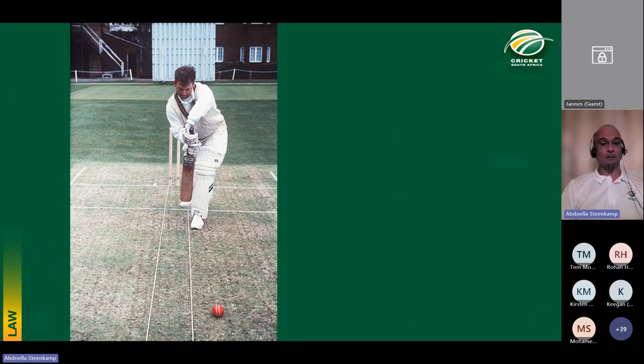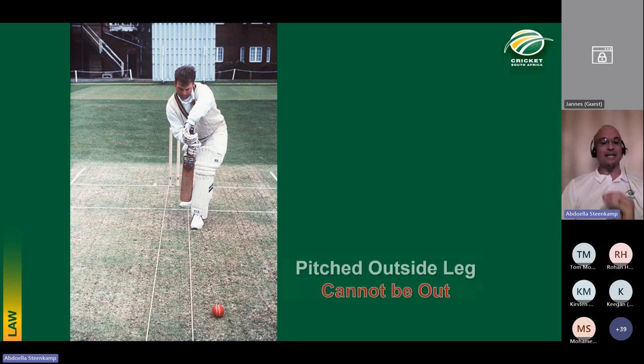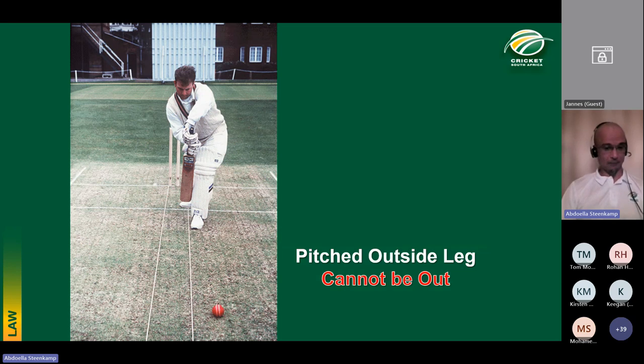Let's just look at a few pics. And in all these pics, let's assume it's not a no ball and the ball didn't touch the bat. In this pic, right-hand batter, where did the ball pitch? Pitched outside leg stump. So the law tells us, if a ball pitches outside leg stump, it can never, ever be out LBW.